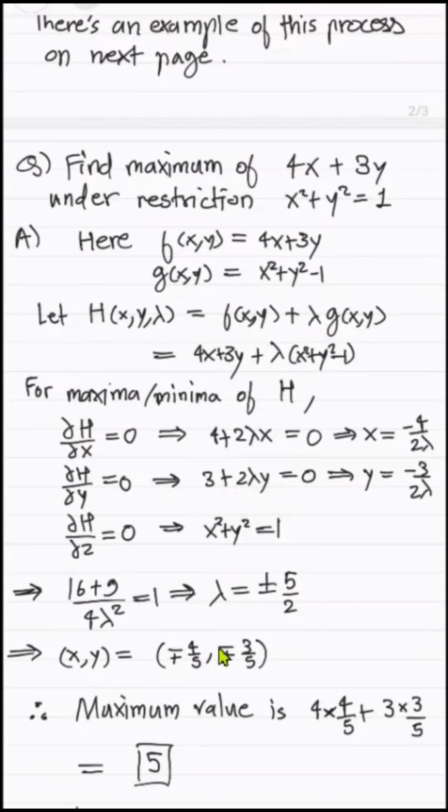And then solving these equations, we'll just get x, y equal to minus/plus 4 upon 5 and minus/plus 3 upon 5. These minus/pluses are actually linked. That is, if this is minus, this is also minus, and if this is plus, this is also plus. Of course, the maximum value is when you have plus, because that will be positive, and with the minus values you just have negative, which is actually the minimum value. That's not what we want. So the maximum value is just 4 times 4 upon 5 plus 3 times 3 upon 5, and thus you get 5 as the maximum value.